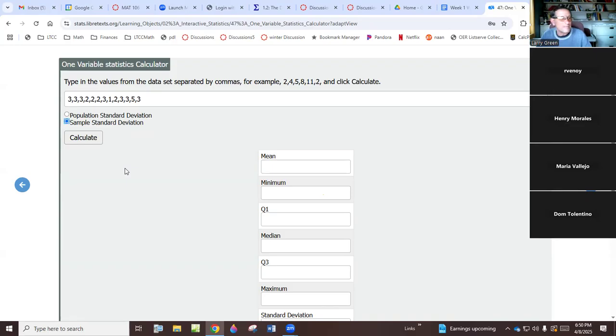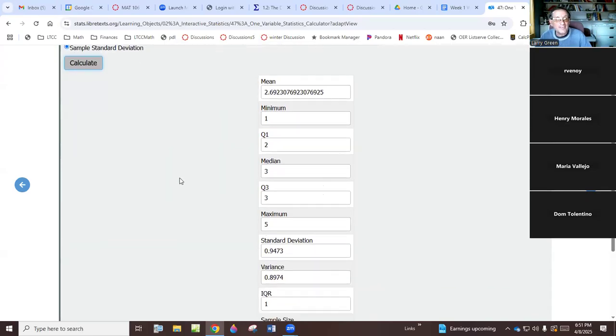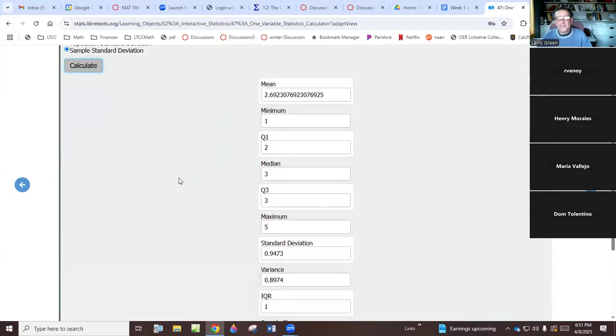Hopefully it's still recording. Okay, and then I hit calculate. What I try to do with my calculator, by the way, is I try to make it as easy as possible. Okay, this is much easier than using a handheld calculator. Do you agree? In terms of what I just did? Put in the numbers, hit sample standard deviation, hit calculate. If this were a population, then I'd hit calculate, then I'd do the population standard deviation. And what this is going to give us is many of the statistics that we care about.